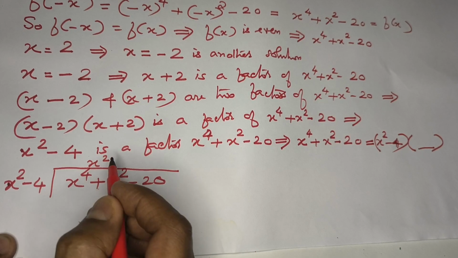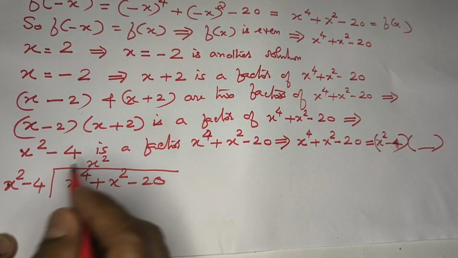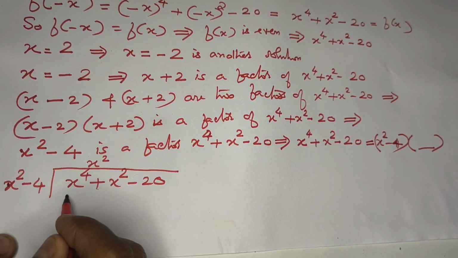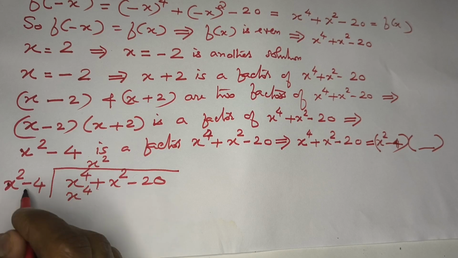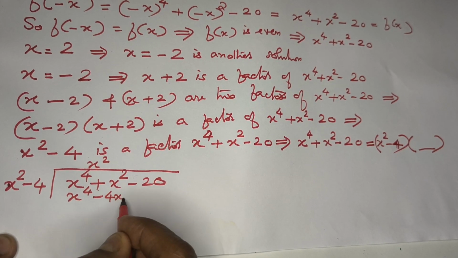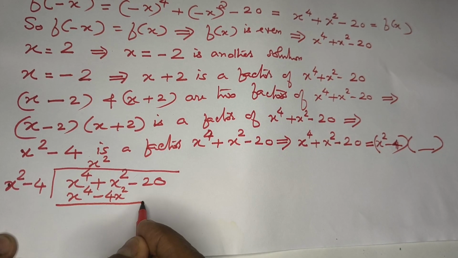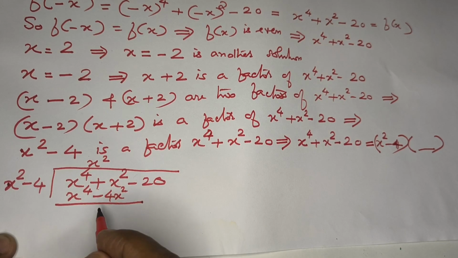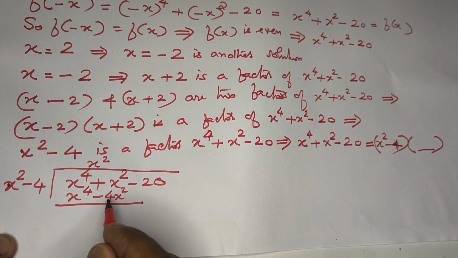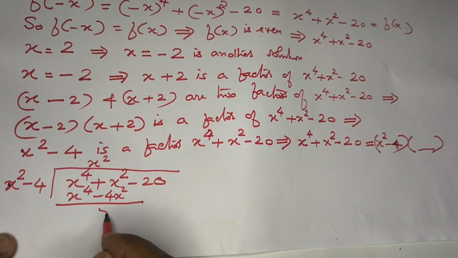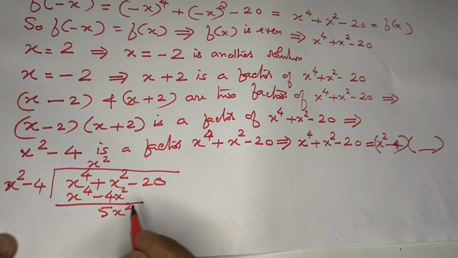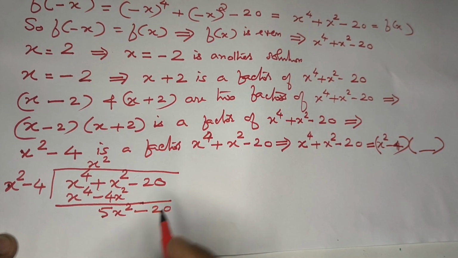When you do that, you get x squared. Then multiply this x squared with these two terms. What do you have? x power 4 minus 4x squared. Then, like in number division, you subtract this from this. x squared minus minus 4x squared, that will be 5x squared. These two will cancel out. And then write down the other term.